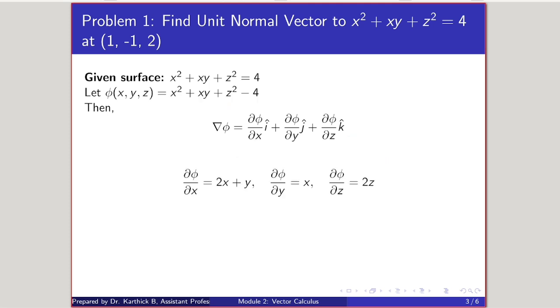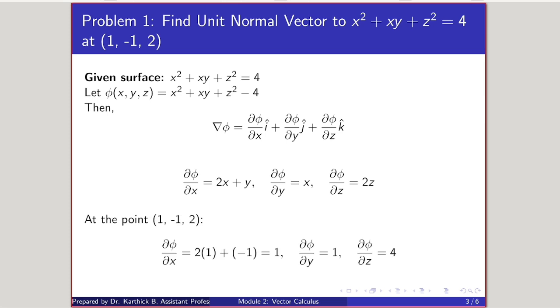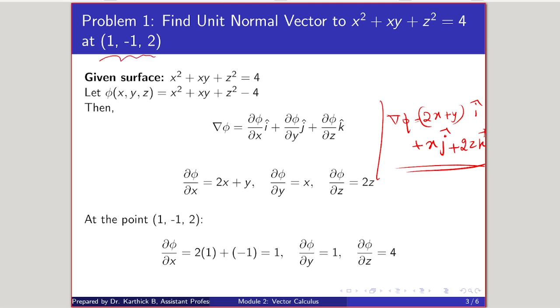So this is what we have calculated previously. Then we will substitute in this. So what will be the resultant here? After substituting this, our gradient phi will be 2x plus y i vector plus x j vector plus 2z k vector. This is our gradient phi. So at last we want to find it at the point x, y, z equal to 1, minus 1, 2.